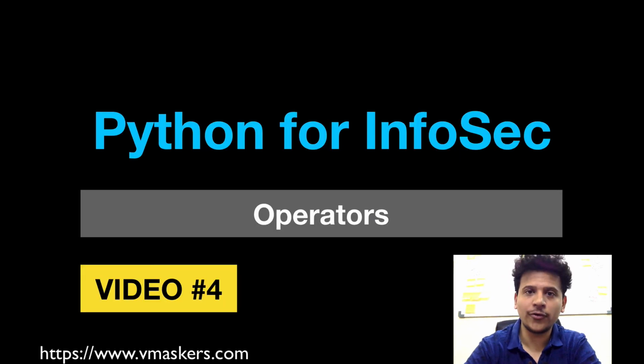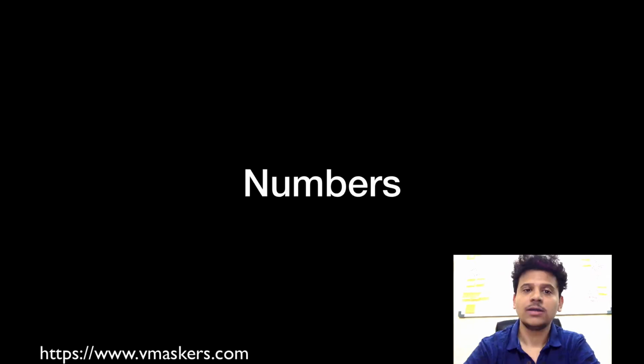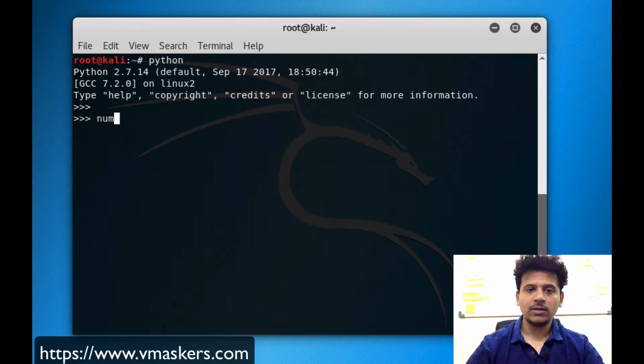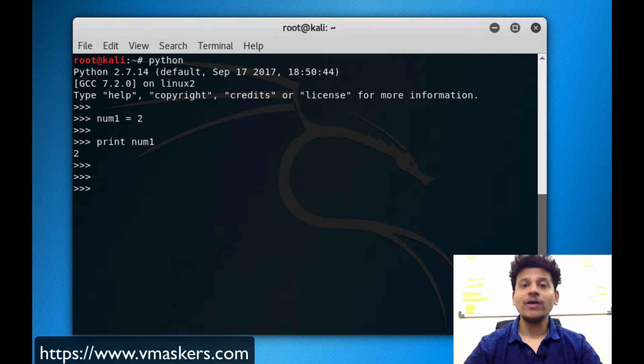This is video number 4, and in this video we will see the operators. Let's first look at the numbers. In Python, integers and floats can be represented. Let's look at the integer example. num1 = 2, print num1. Okay, this is an integer.